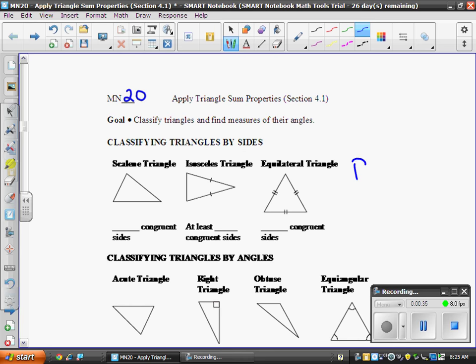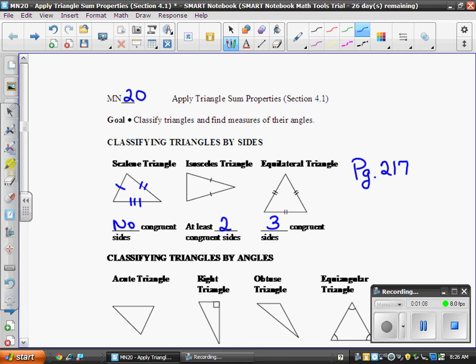The other thing I'm going to mention before I get into this note guide much more is that on page 217 in your textbook is a table that looks very similar to this note guide with maybe just a little bit more information if you need to look at that as a reference. A scalene triangle has no congruent sides. An isosceles triangle has two congruent sides, and an equilateral triangle has three congruent sides.